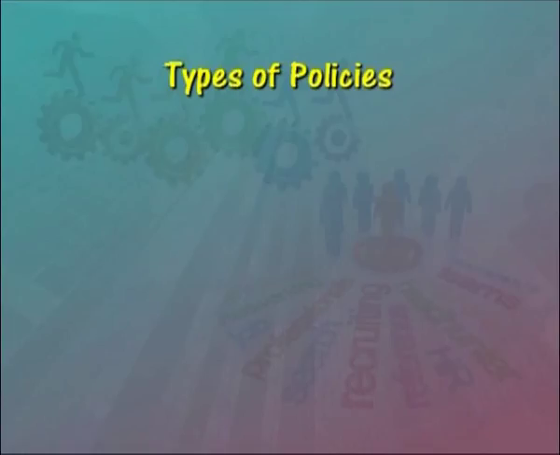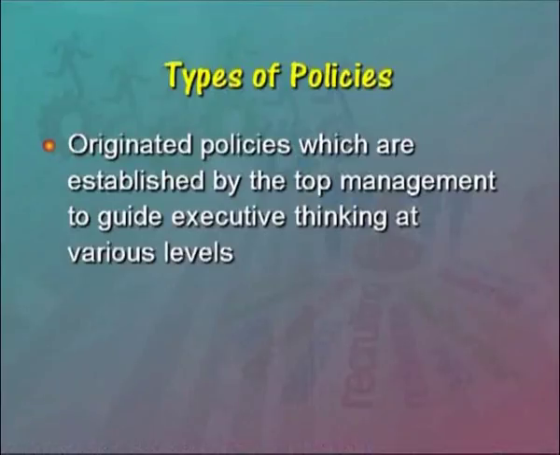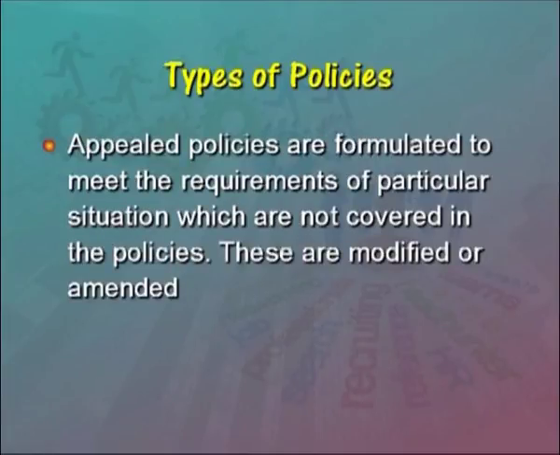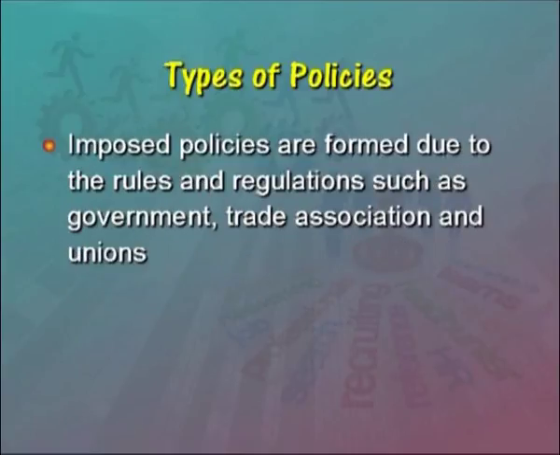Having discussed the various aims and objectives of policy, let us understand the types of policies. Personnel policies are classified. Number one is originated policies, which are established by the top management to guide executive thinking at various levels. Second, appealed policies are formulated to meet the requirements of particular situations which are not covered in the policies. These are modified or amended. The third one, imposed policies, are formed due to the rules and regulations of bodies such as government, trade associations and unions.